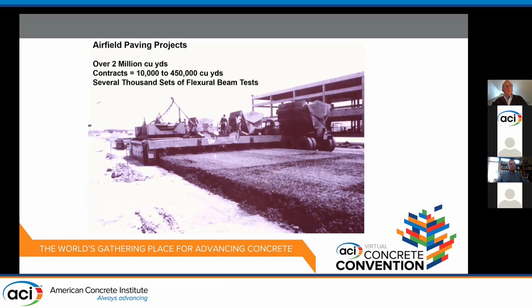But the data I'm going to talk about today comes from two major airfield paving programs at two different airports. Both of these programs each had well over 1 million cubic yards of concrete, fairly large contracts ranging up to as much as 450,000 cubic yards on a single contract, and obviously thousands of sets of beams for strength.